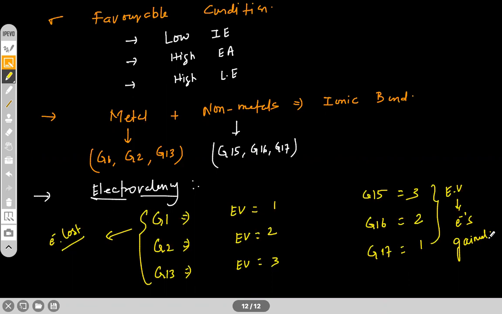Next slide. Lattice energy: because Na+ and Cl- form, it is a lattice formed by the combination of Na+ and Cl-. When the lattice forms, some amount of energy evolves in this process. So how do we find out the lattice energy of any lattice? I have discussed it a little already.